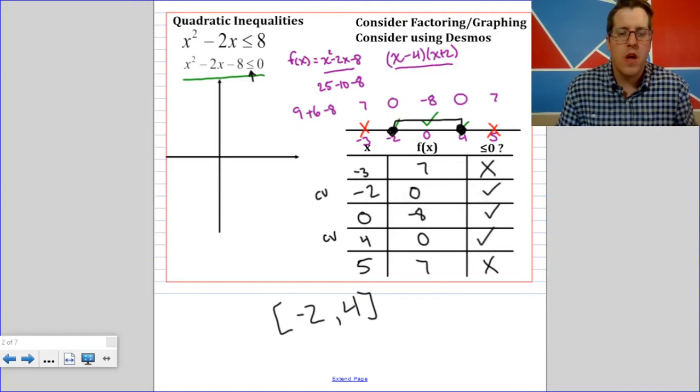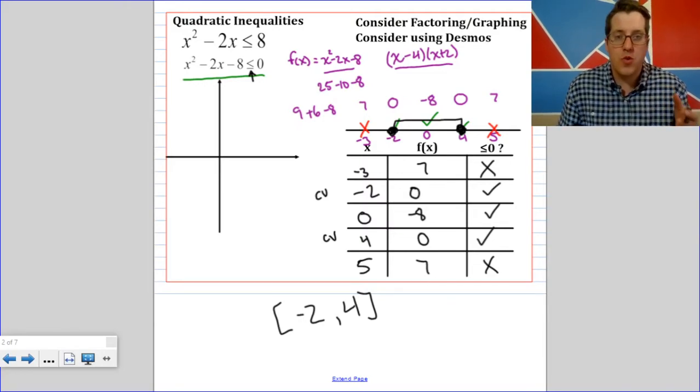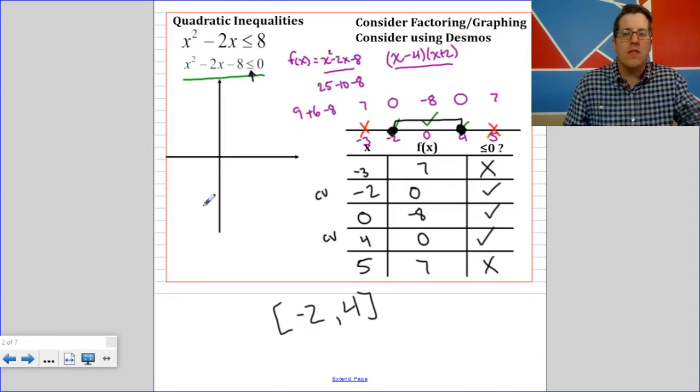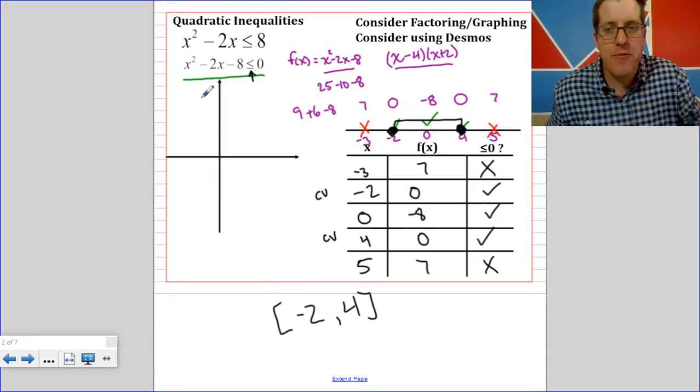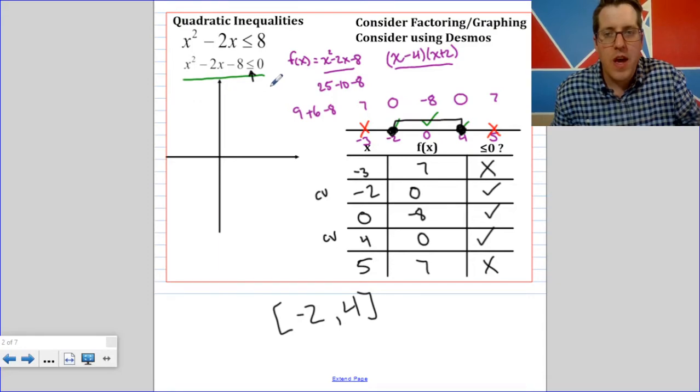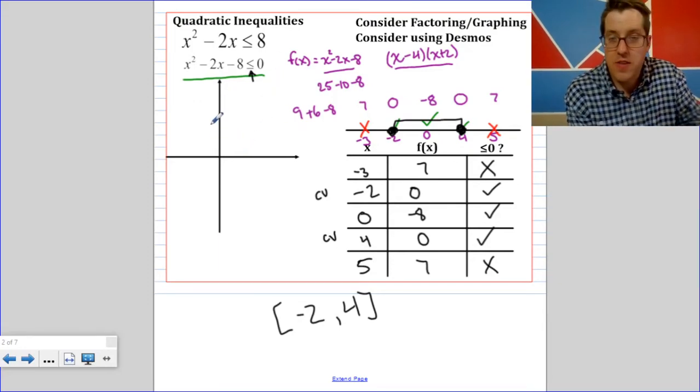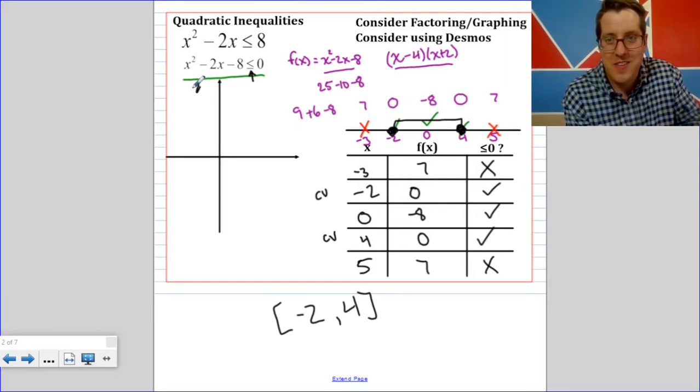If you're someone who's a very visual person in 2 dimensions, what you can try and do instead is graph the left side and graph the right side. So because this is my favorite quadratic, I happen to know that it looks like this.